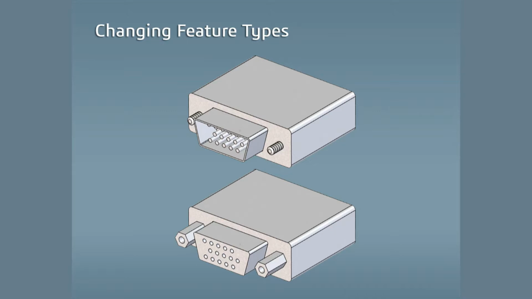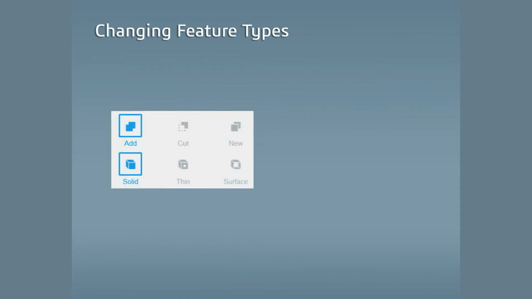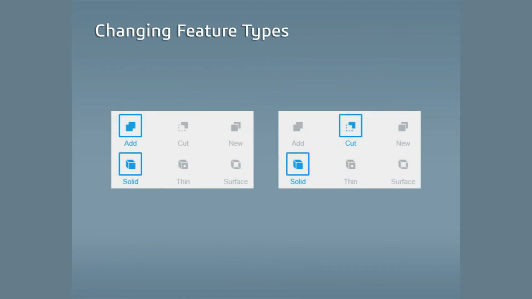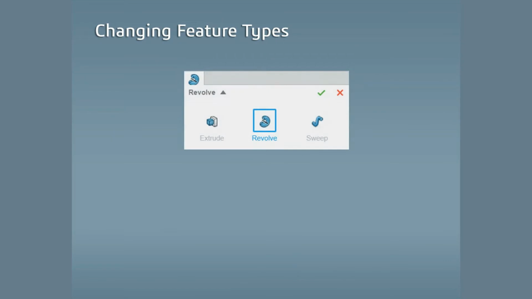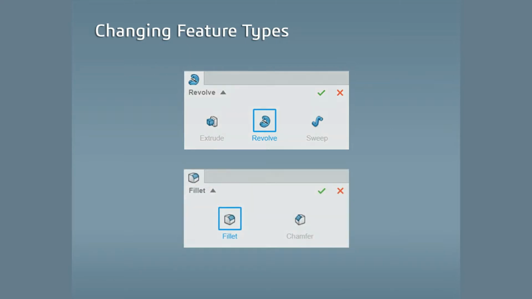xDesign allows you to switch settings with just a few clicks. For instance, an extrude feature can be switched from add to cut, which switches adding geometry to removing geometry. Additionally, xDesign includes what's called super features, which allow you to switch the feature type in the design manager. This can be switching an extrude to a revolve or changing a fillet to a chamfer.